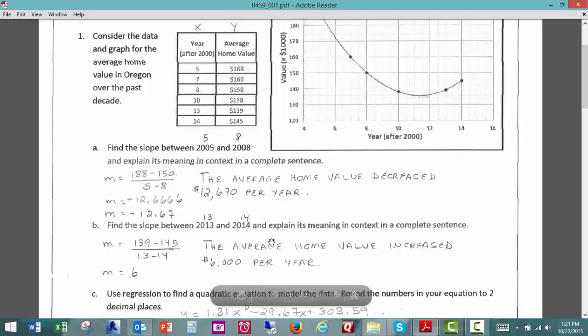On B it says find the slope between these two years, 2013 and 14, and I basically did the same thing. I got the data out of the table, set it up, and I got a slope of 6. So let's look at the plot again. This is between 13 and 14, and clearly you can see on the graph that it's increasing. So my slope being positive makes sense. So the average home value increased $6,000 per year.